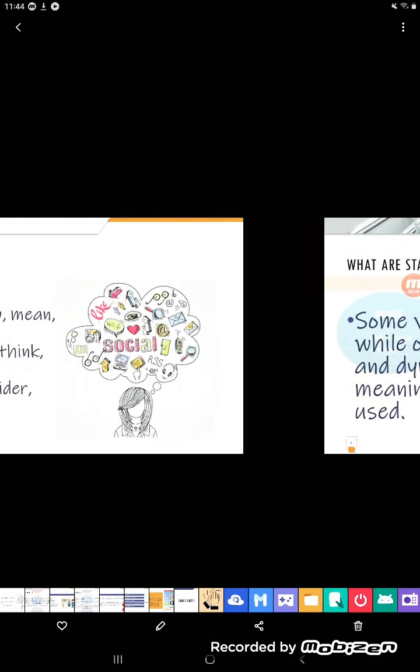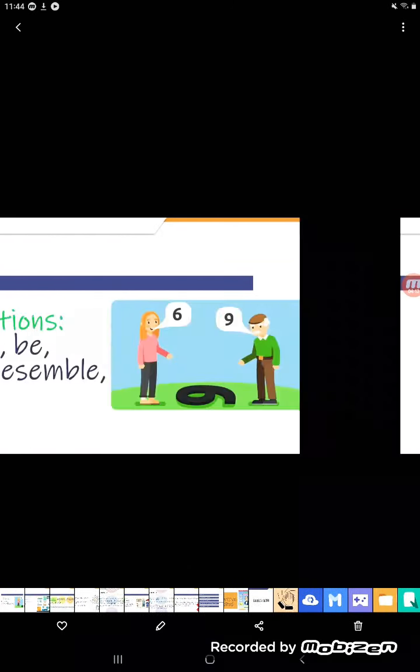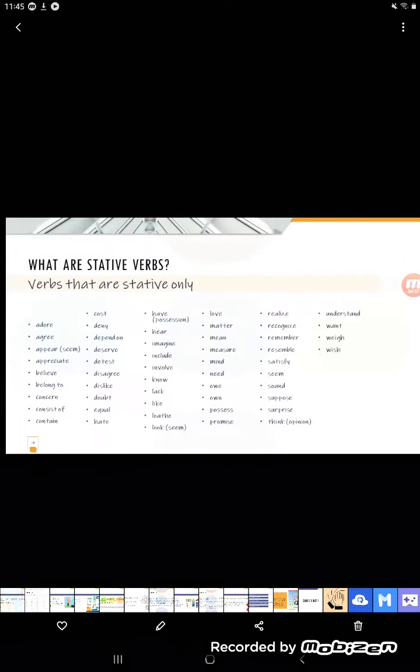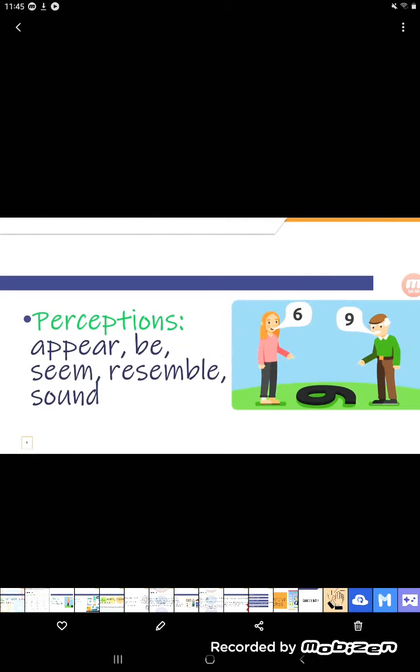And let's look at some examples of stative verbs here. So basically you always use stative verbs with senses. Okay, so verbs like feel, touch, hear, sound, look, see, smell, taste, etc. These are all your stative verbs which can also have a dynamic meaning, which I'm going to discuss in part 4. Okay, and your perceptions. Perception is the way you look at something, which this picture aptly summarizes. So the same thing can look different to different people.